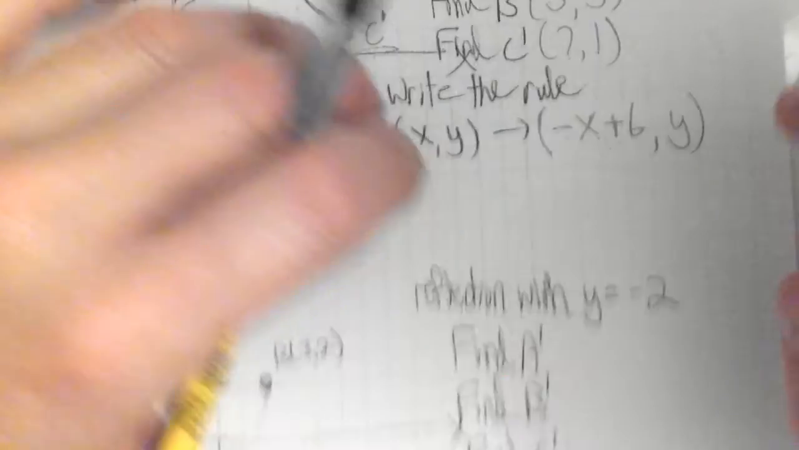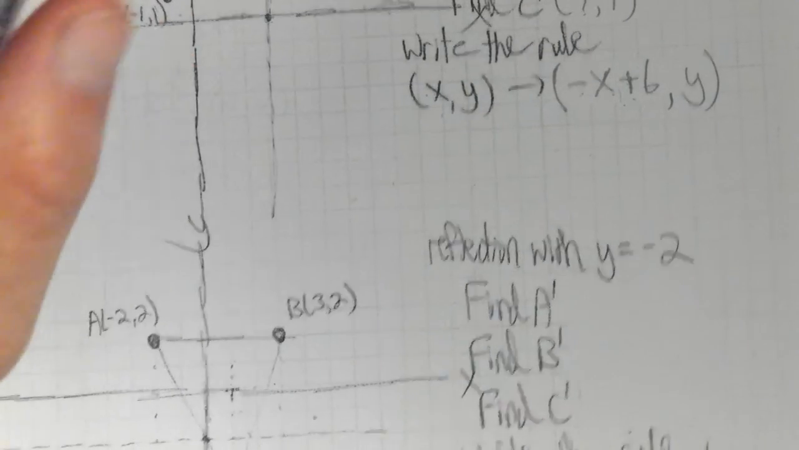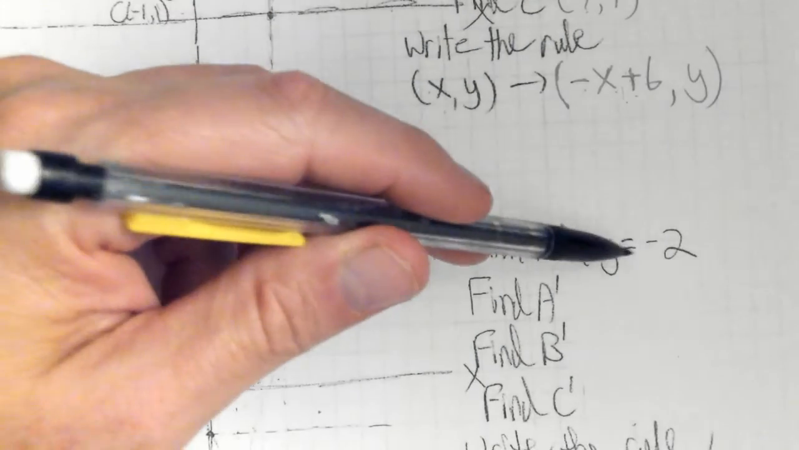Okay? Let's try another one. Okay, suppose now I want a reflection with the line y equals -2.